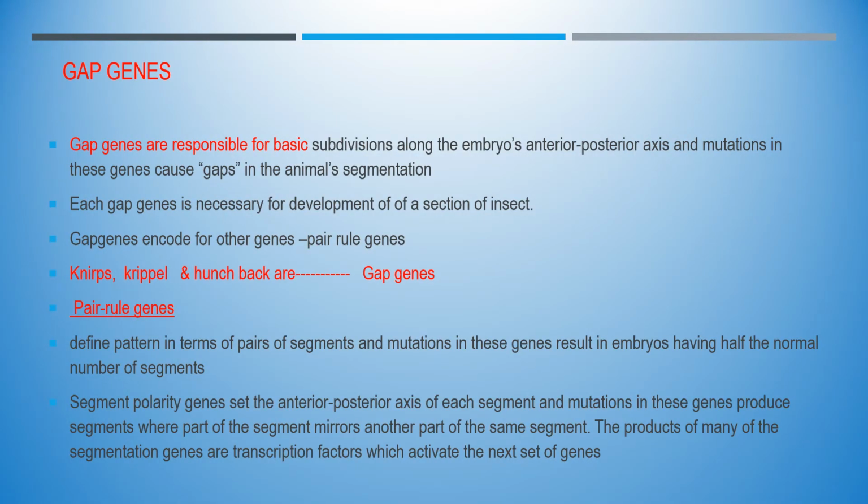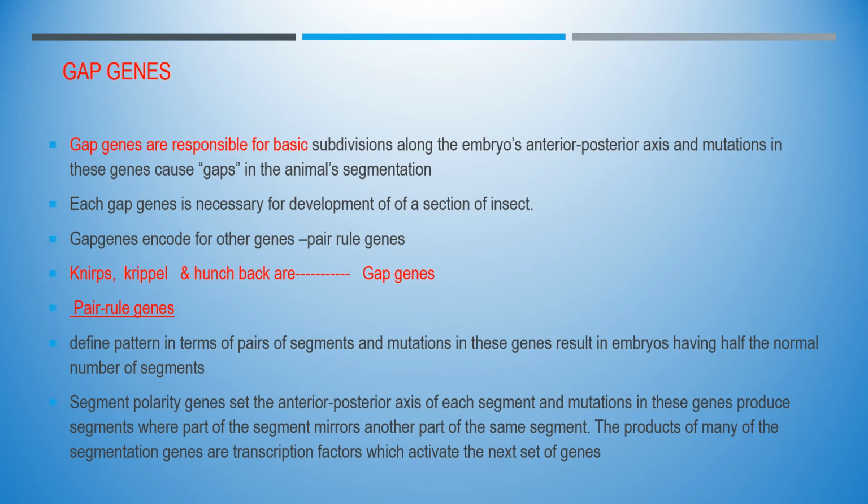Drosophila. Now what are gap genes? Maternal genes are the genes which are found in the egg during the process of oogenesis before the fertilization, and the other are the zygotic genes, that is the pair rule genes, gap genes and the segmental genes which appear in the embryo after the fertilization.